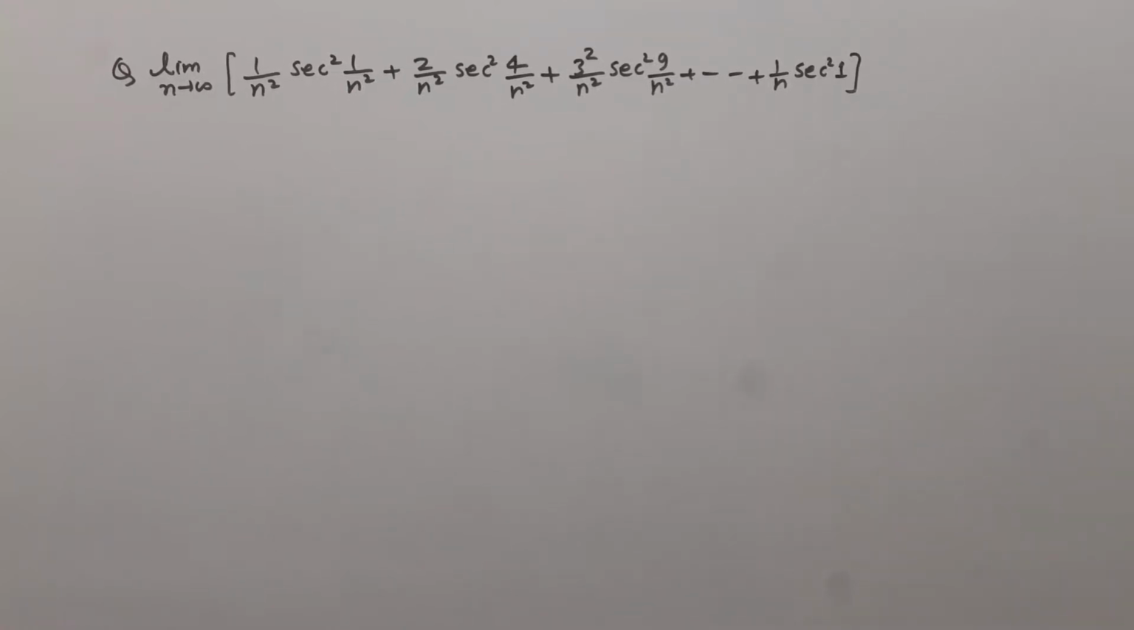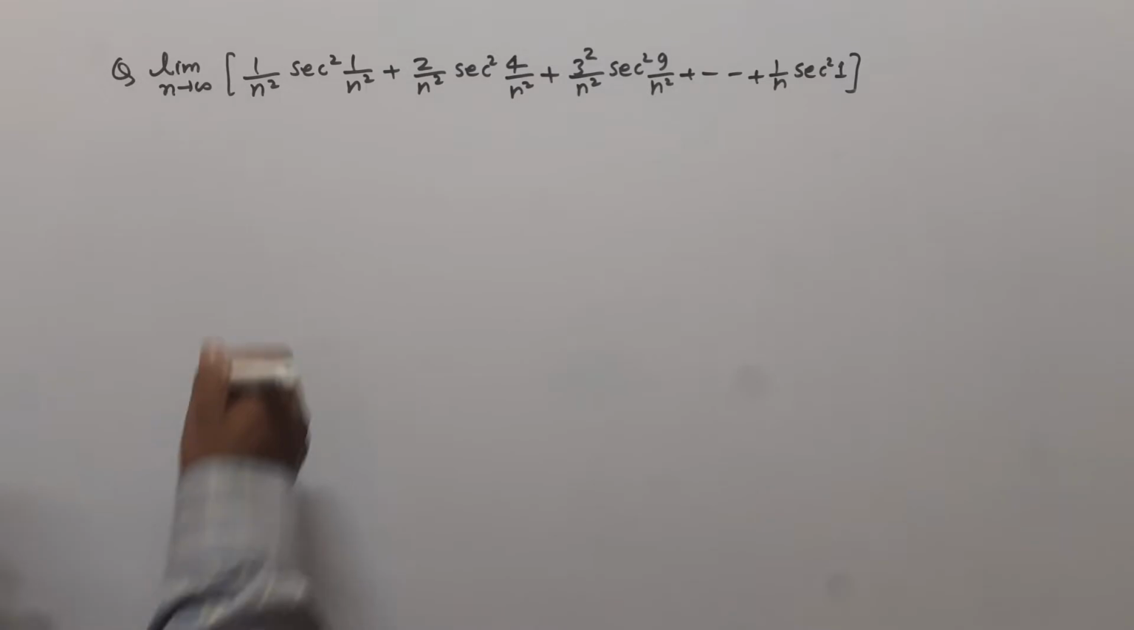Students, in this question we have to evaluate the limit of this sequence: 1 upon n square sec square 1 by n square plus 2 by n square sec square 4 by n square plus 3 by n square sec square 9 by n square and so on, plus 1 upon n multiplied by sec square 1, where n tends to infinity.